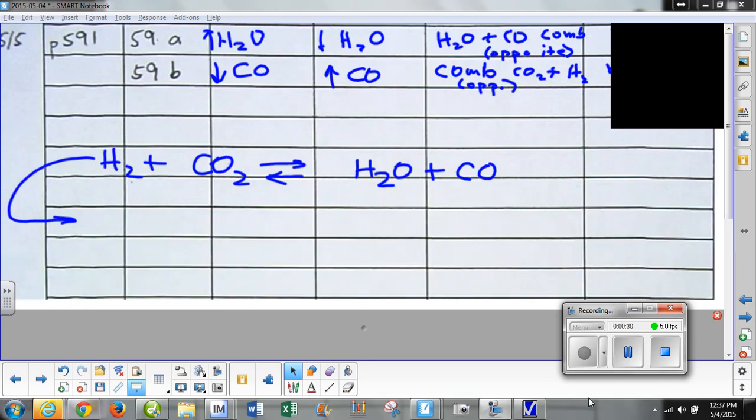Now, we're going to try different ways of doing this. First of all, the stress goes in this column, so let's raise anything. Let's raise the water. That is my stress. Are you with me? Okay. Down here, we want to do what? Lower the water. Okay? Now, we have to look up here and say, which side is the water on?